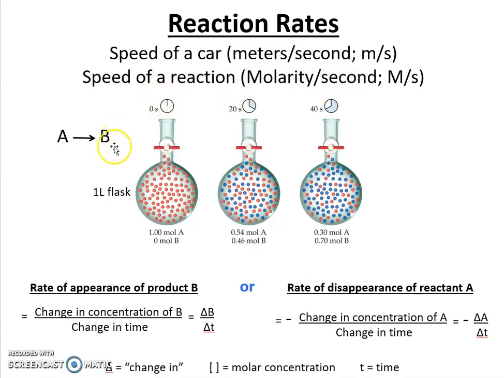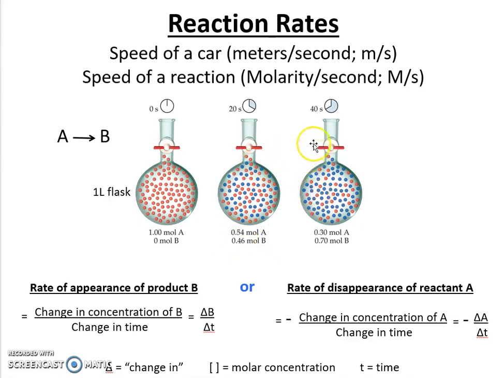So if we start off with a hypothetical reaction, A goes to B, and in this reaction it's irreversible. It only goes in one direction. In a 1 liter flask, we dump in 1 mole of reactant A. Over time, reactant A is going to convert into reactant B based on this chemical reaction. Over 20 seconds, we see that we went from 1 mole of A to 0.54 moles of A, which means the other 0.46 is now moles of B.